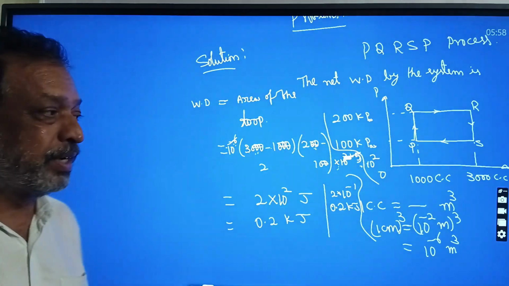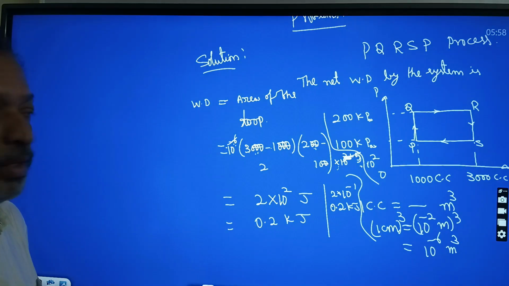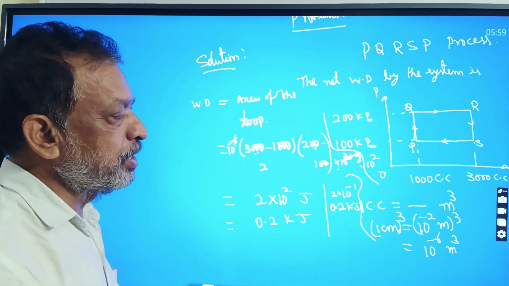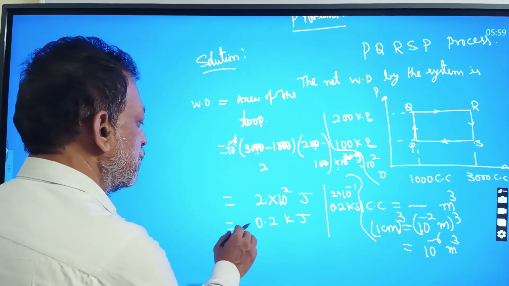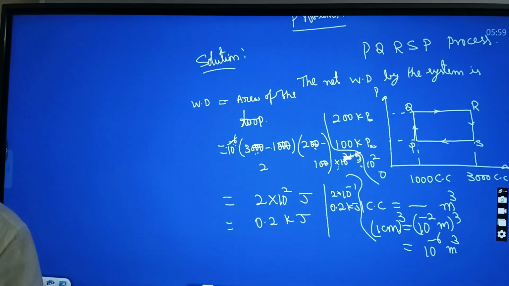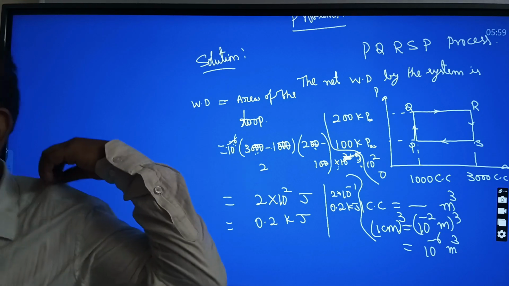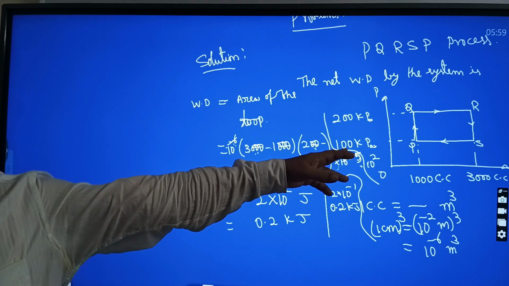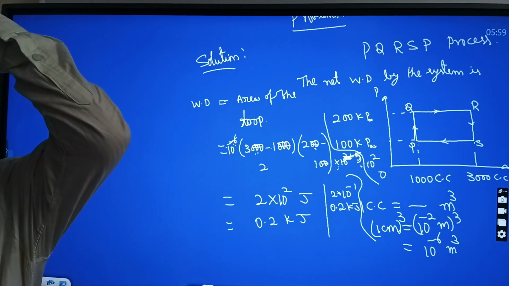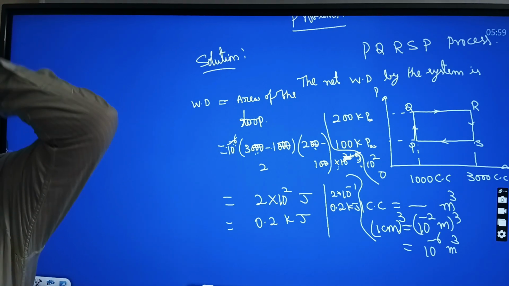Right. So is it negative or positive work done? Anti-clockwise is going away. This is called negative work done. Clockwise is positive work done. Are you understanding? So this loop is what? Clockwise means positive work done. Anti-clockwise, negative work done. Right.